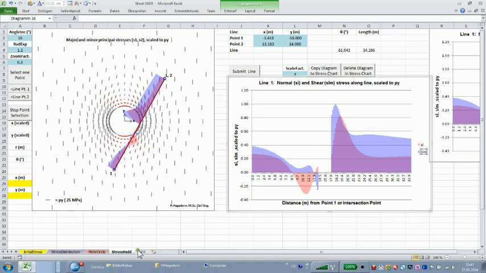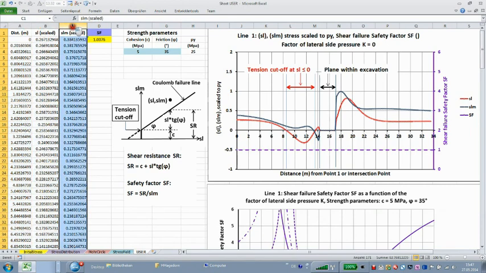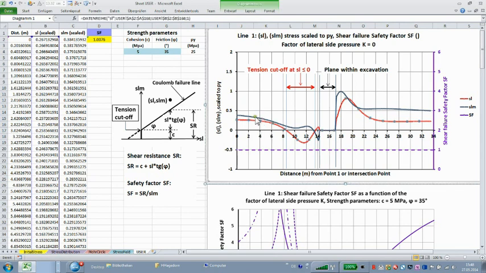the distances, normal and shear stress along that plane are copied to columns A, B, and C, respectively, in Excel sheet User. The stresses are scaled to the component Py of the initial stress. For every new line specified in sheet stress field, the values in sheet User are updated. In this diagram, the normal stress SL and the shear stress SLM are plotted as curves.